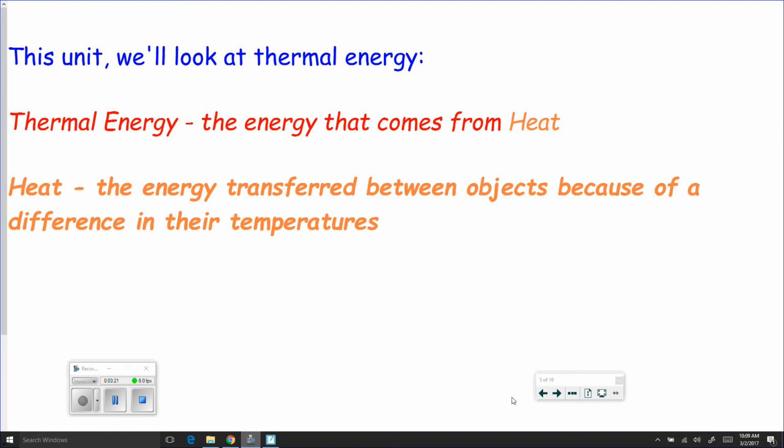That's a really important clarification to make, because one of the biggest misconceptions is that the temperature of something describes the heat that that object has, and that is not true. The temperature is just a measure of the object's internal energy.